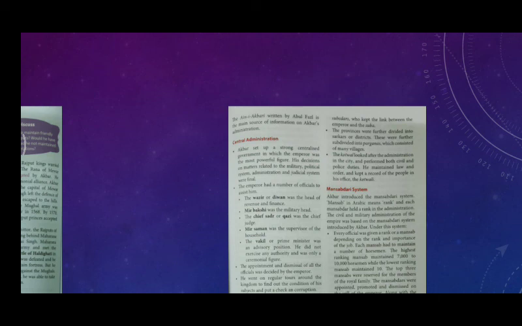Akbar's administration was modelled on Sher Shah's administration. That's why Akbar's administrative policy was more effective than that of all the Mughal emperors. He maintained law and order and kept a record of the people in his office, the Kotwali.